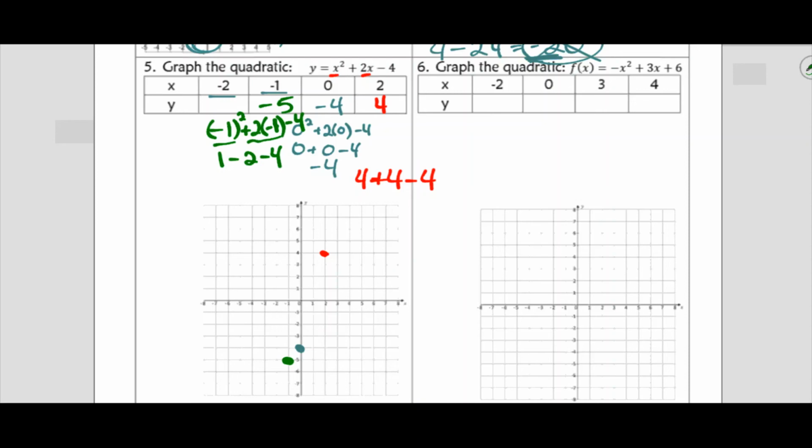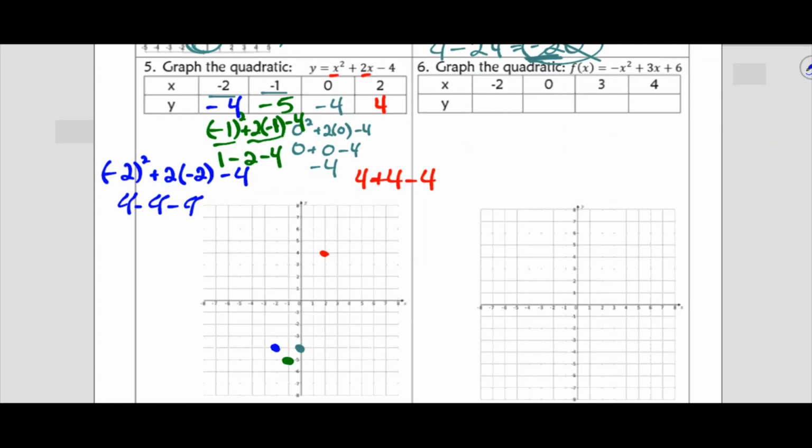And let's do one more point. Let's use blue. I'm plugging in negative 2 in parentheses squared plus 2 times negative 2 minus 4. So I'm really just substituting each of those numbers in, and I'm going to see what I get. That's 4 minus 4 minus another 4, which is negative 4 again. So negative 2, negative 4.